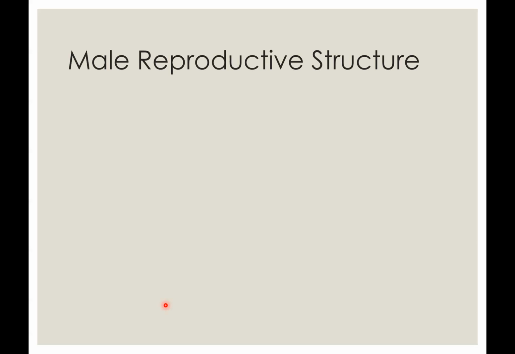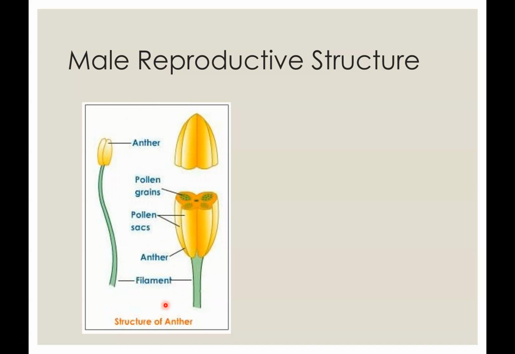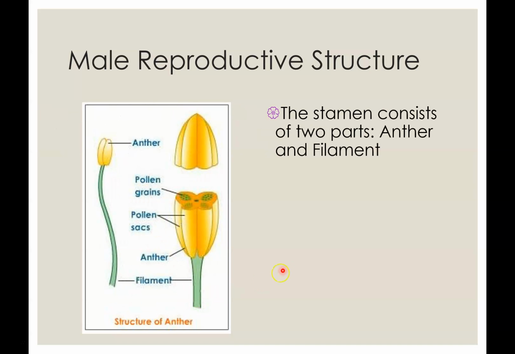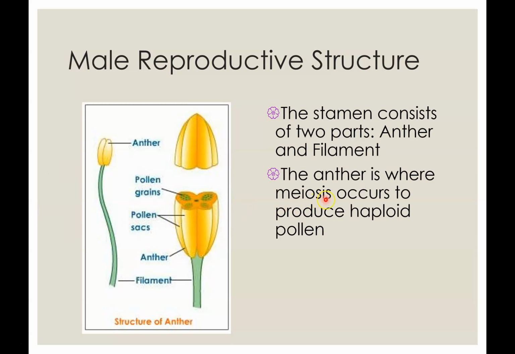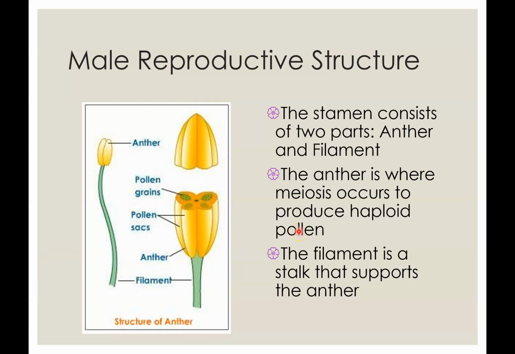Now let's look at the male reproductive structure. The male reproductive structure is known as the stamen, and it consists of 2 parts. The anthers on top, where an anther contains 4 sacs, and those sacs contain pollen inside, as well as a filament, a support tissue. The anther is where meiosis occurs to produce haploid pollen. So in this tissue is where meiosis happens to produce the gametes, the pollen. The filament is a stalk that supports the anther.